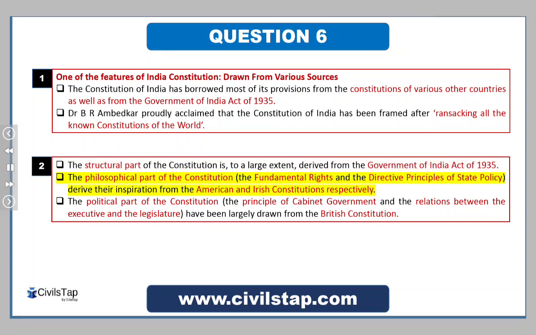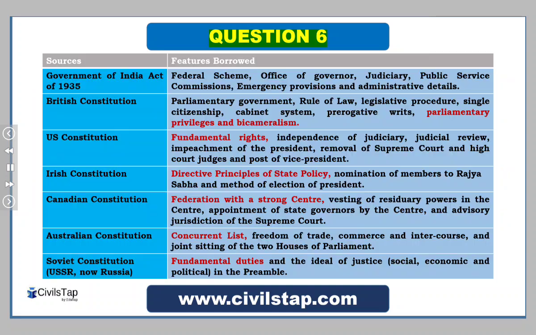The philosophical part of the Constitution, the fundamental rights and the directive principles of state policy, derive their inspiration from the American and Irish constitutions respectively. The political part of the Constitution, the principle of cabinet government and the relations between the executive and the legislature, have been largely drawn from the British Constitution. 2. Sources and features borrowed.